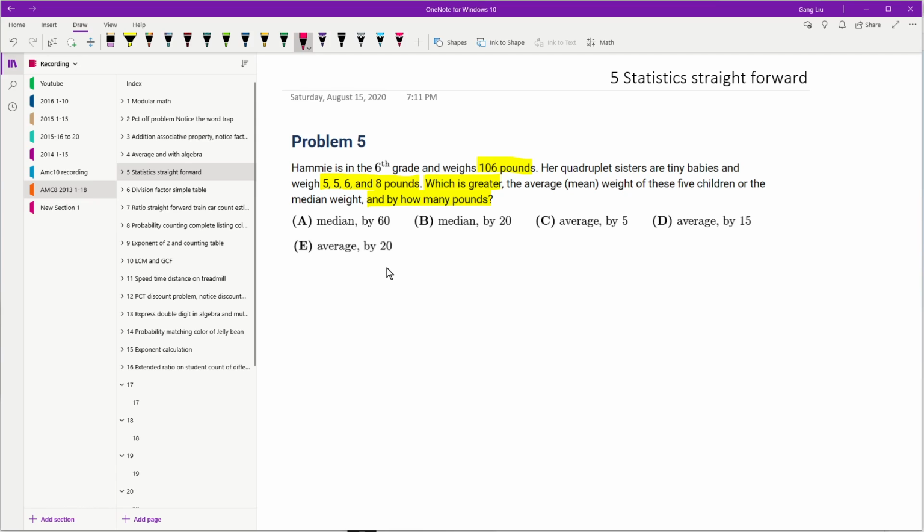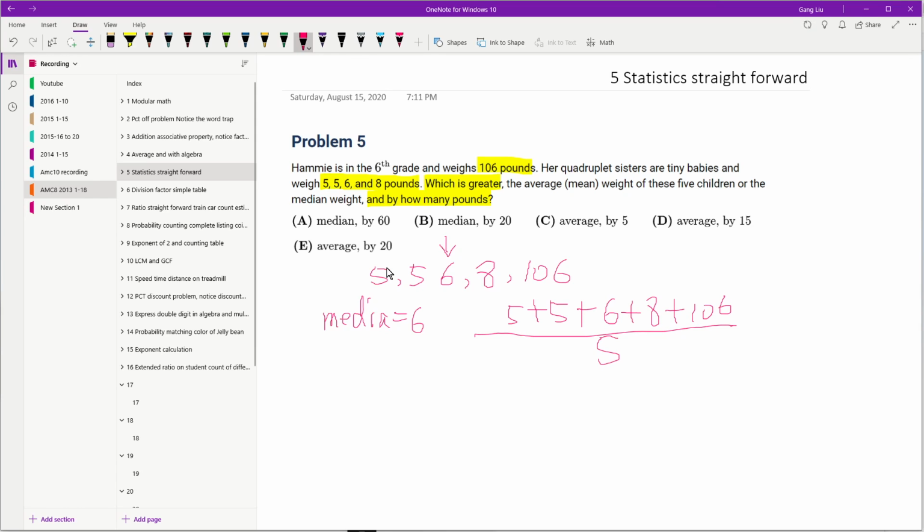We list the weights of the babies and Hammy in ascending order, so that's going to be 5, 5, 6, 8, and 106. So we find that the median will be 6, and the average will be 5 plus 5 plus 6 plus 8 plus 106 divided by 5.